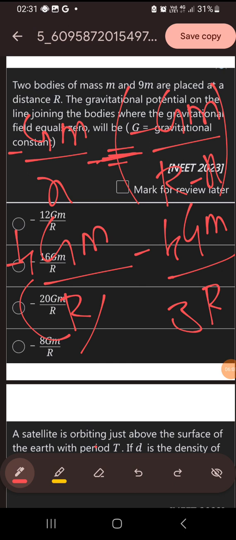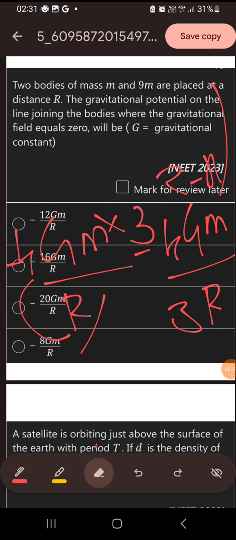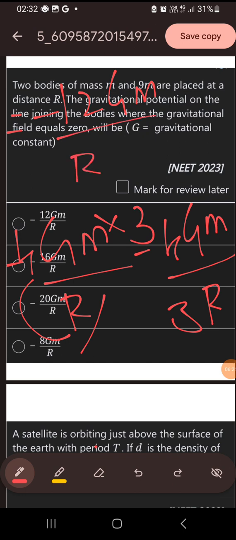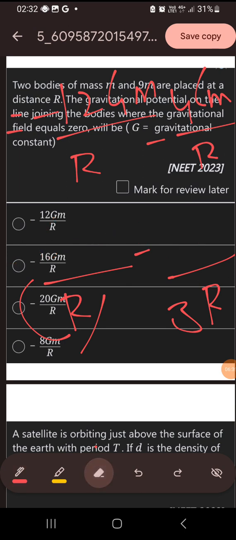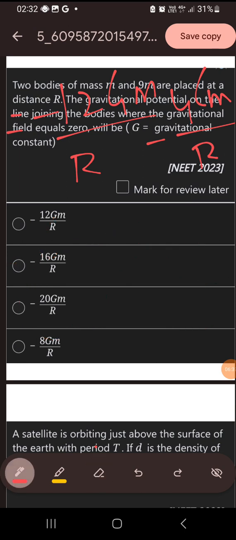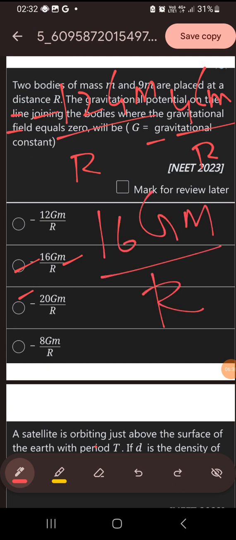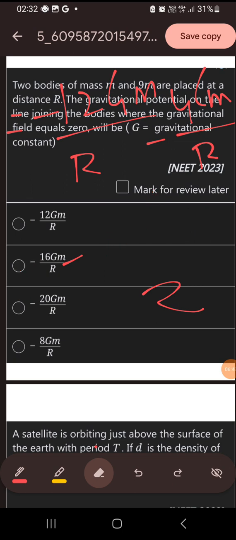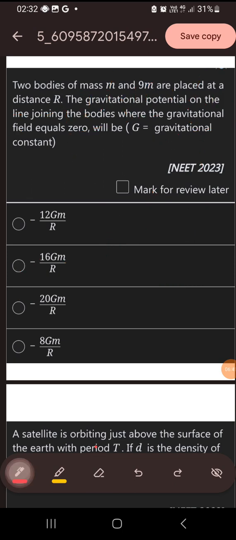3 will be your LCM. 4 threes are 12. So it is equal to minus 12G m by r minus 4G m by r. Minus minus is a plus, so it is equal to minus 16G m by r. This will be our answer. So the correct option is option B.